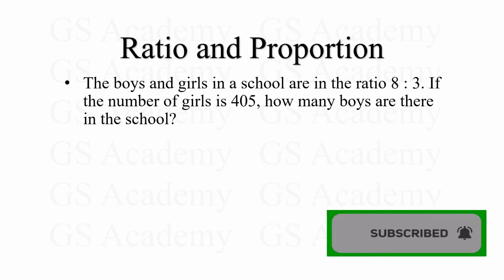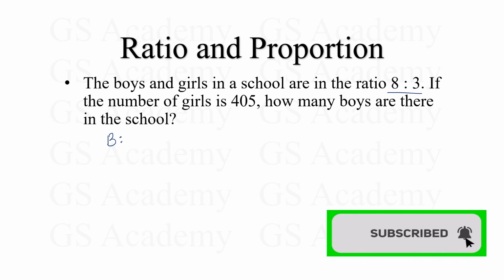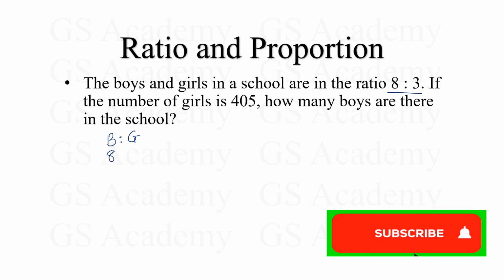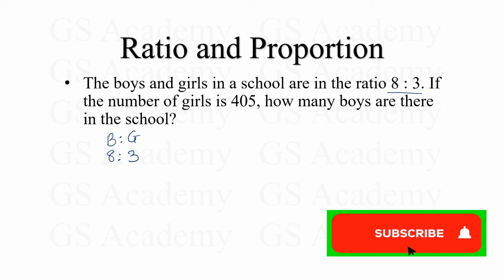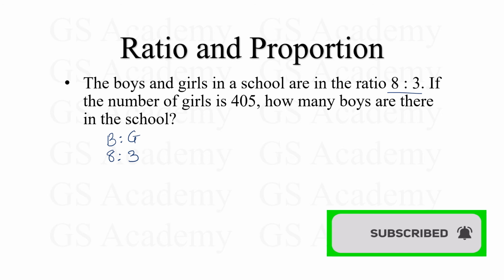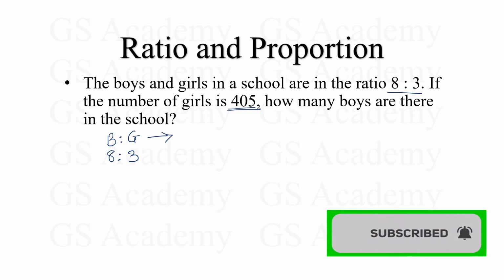The boys and girls in a school are in the ratio 8:3. So the ratio for this question will be boys is to girls, which is given as 8:3. If the number of girls is 405, how many boys are there in the school? So the total number of girls is mentioned, that is 405. We have to find the number of boys in the school.